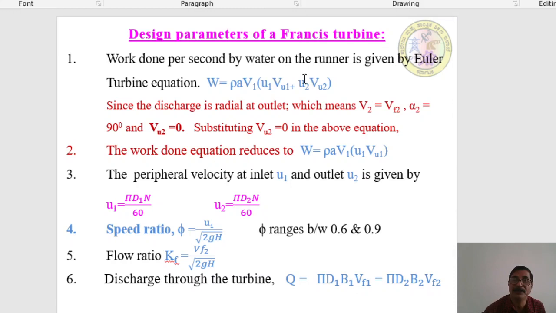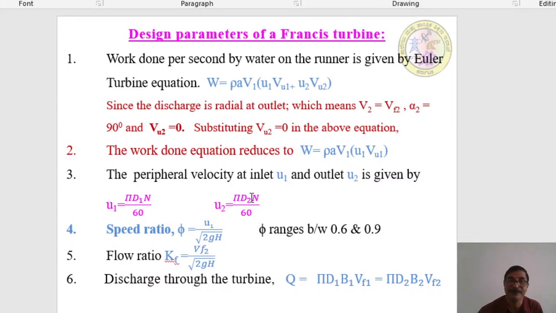Therefore, the second term within the bracket will become 0. Now we get the work done equation as W is equal to rho A V1 into U1 Vu1. This is the work done equation. Since the radius is different, the peripheral velocity at the inlet is not equal to the peripheral velocity at the outlet. Therefore, the peripheral velocity at the inlet is given by U1 is equal to pi d1 N by 60 and U2 is equal to pi d2 N by 60, where d1 and d2 are the diameters of the inlet and outlet respectively.